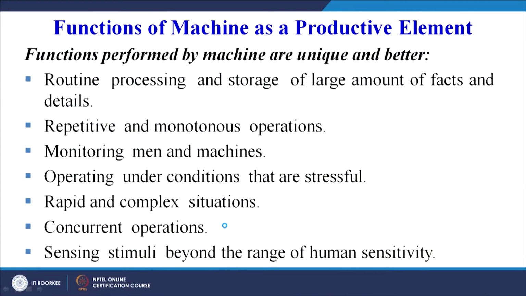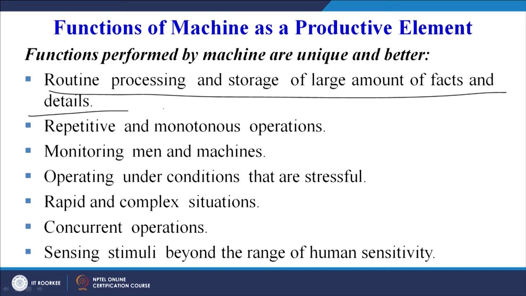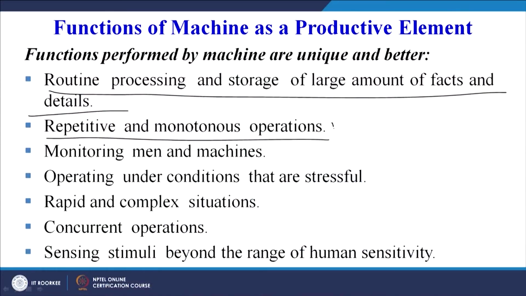Now functions performed by machine which are unique and better: routine processing and storage of large amounts of facts and details, which I have just highlighted as one of the exceptions in the last point in the previous slide. So machines can be used for storage of large amounts of facts and details. Repetitive and monotonous operations which become dull for the operators can easily be done by the machines. So machines do not tire, they do not get monotonous in nature, they keep on working. So the monotony, which is a problem with the worker, is not at all a problem with the automatic systems.